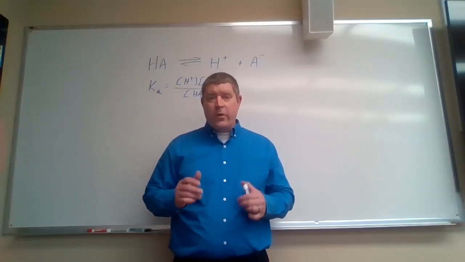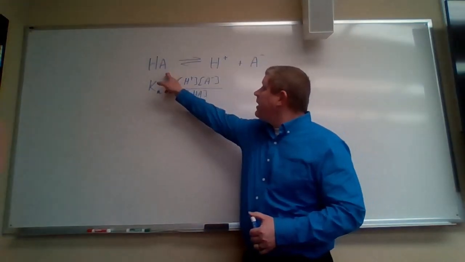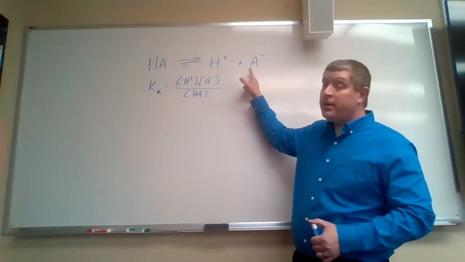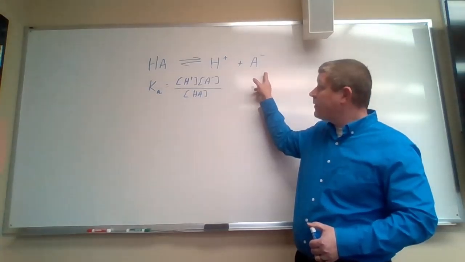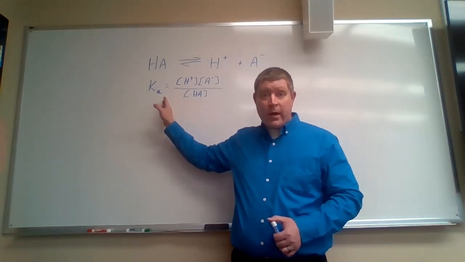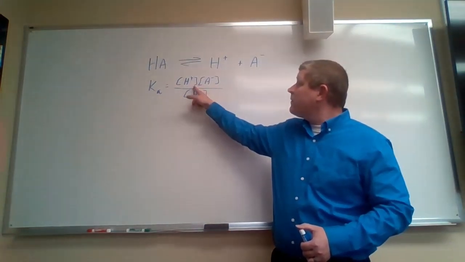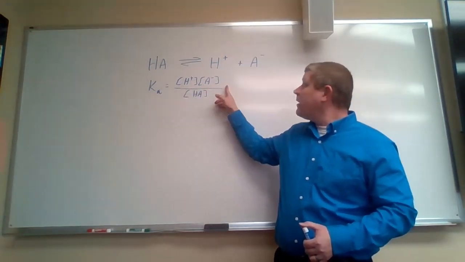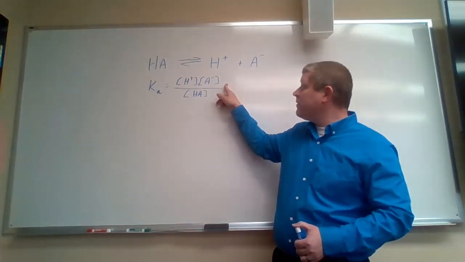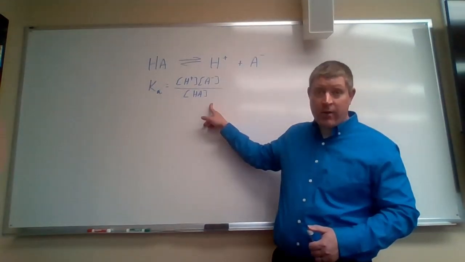Let's look at the acid dissociation reaction for a generic acid, HA. So we have HA reacts to give us H plus, a proton, and the conjugate base, A minus. We can then write the acid dissociation constant, the equilibrium constant expression for this reaction. So we have Ka is equal to the hydrogen ion concentration times the A minus concentration, the conjugate base concentration, divided by the concentration of HA, our generic acid.